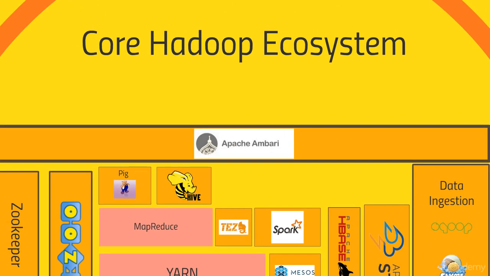And sitting on top of it all is Apache Ambari, which in the Hortonworks distribution allows you to install and manage your services, as well as provides a web interface for interacting with some of it, like working with your HDFS file system or issuing Hive queries and things like that.